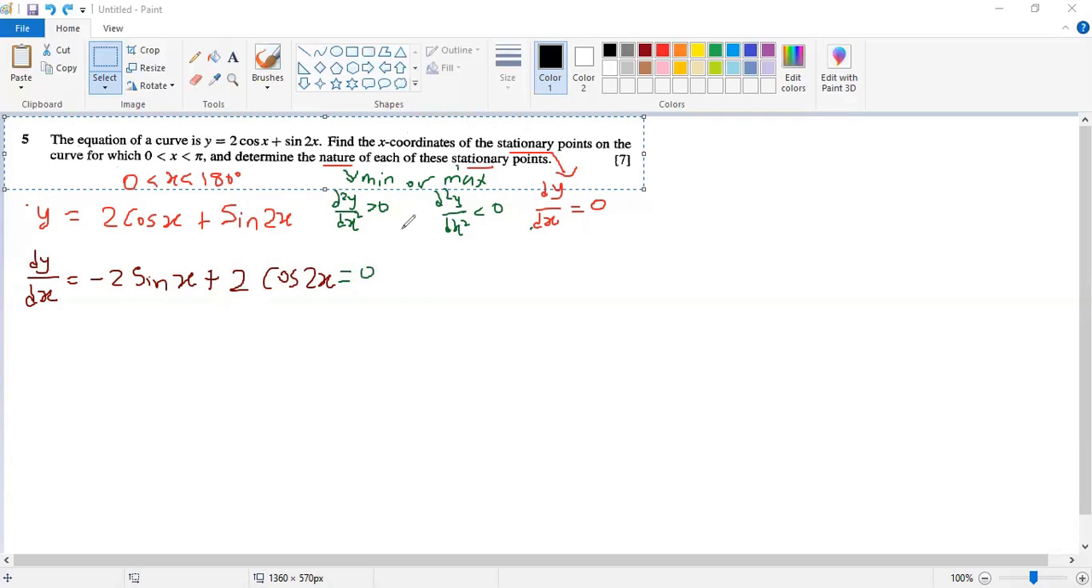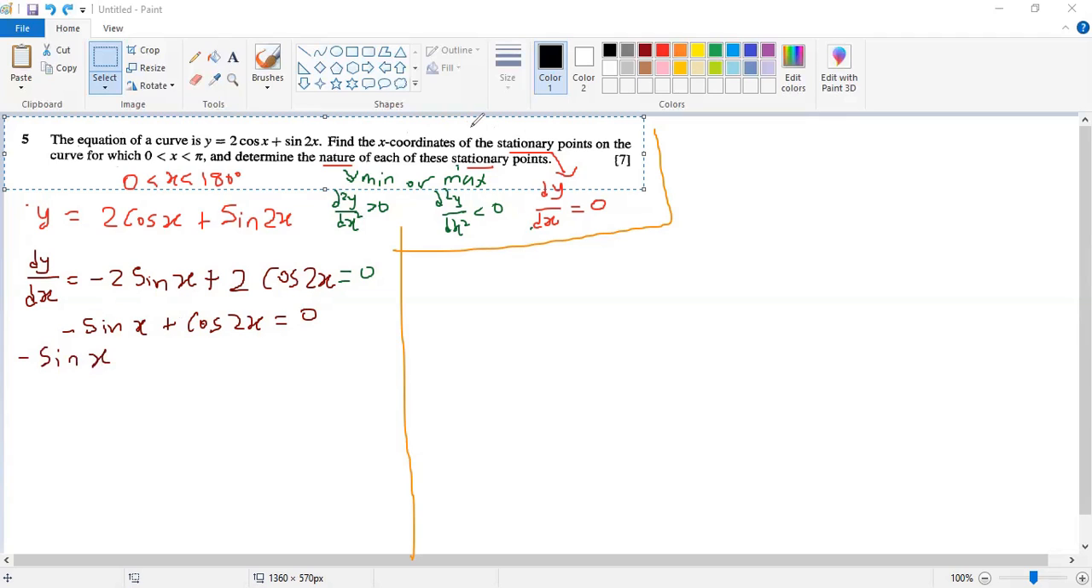And we're going to solve to find the stationary points accordingly. How do we do that? We need to use a double angle formula. Let's divide first. Divide throughout by 2. So it becomes cos 2x is equal to 0. Cos 2x has 3 versions, but since this is a sine x on the left, I would use that version.